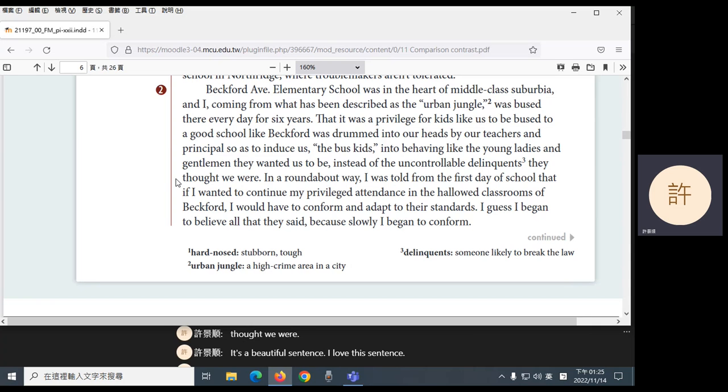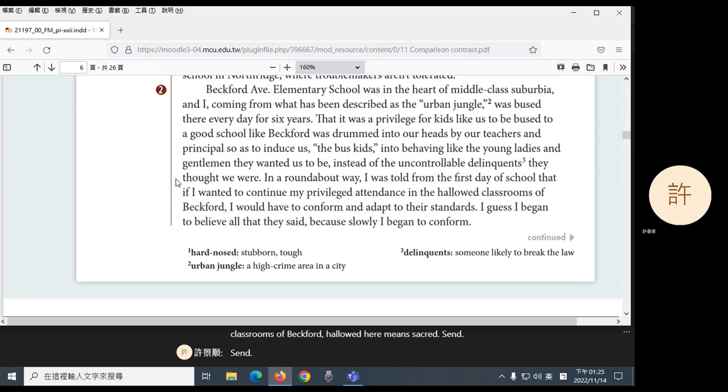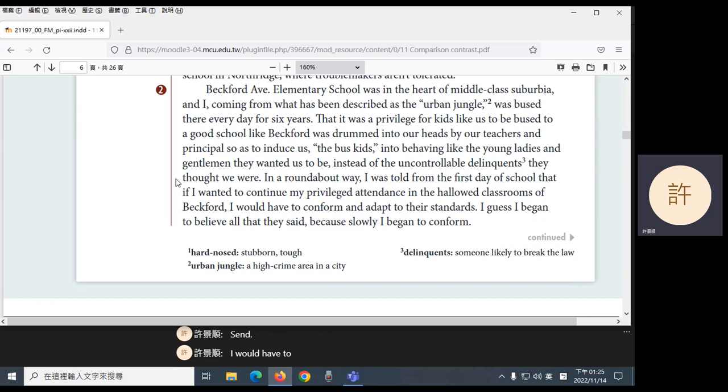In a roundabout way, which means indirect, 间接, I was told from the first day of school that if I wanted to continue my privileged attendance in the hallowed classrooms of Beckford, hallowed here means sacred, 神圣的, I would have to conform and adapt to their standards. I guess I began to believe all that they said because slowly I began to conform.